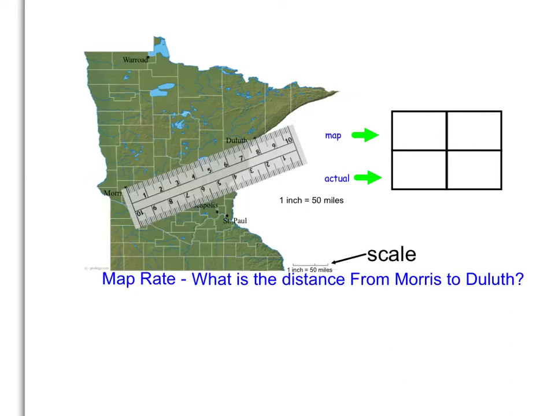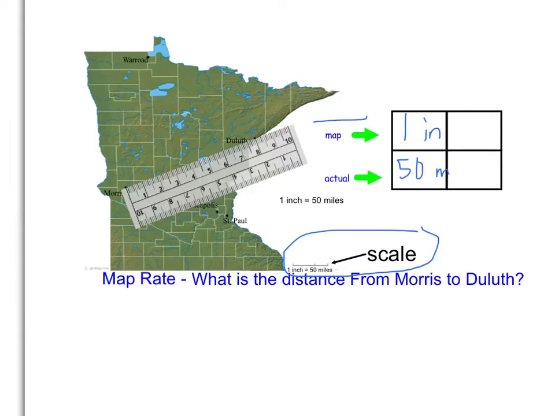So here from Morris, Minnesota to Duluth, Minnesota, it's 8 inches on my map. I want to know how far it is in actual real life. So how many miles is it? The very first step I'm going to do is find my scale, and put that into my ratio box. So 1 inch on the map is equal to 50 miles in actuality.